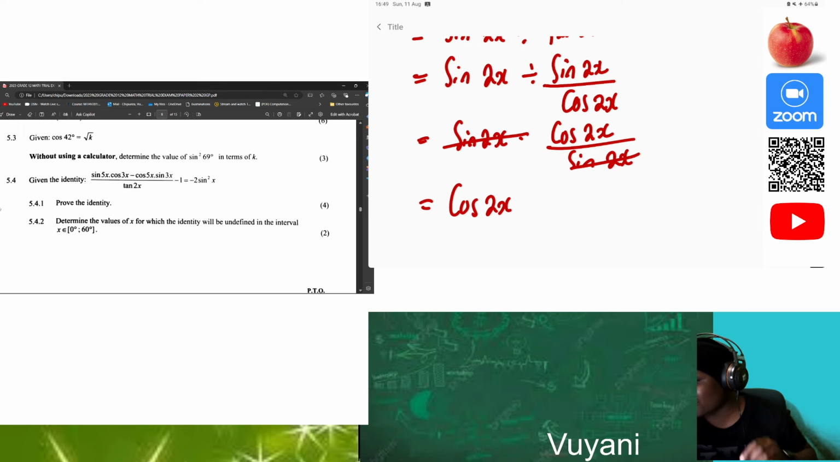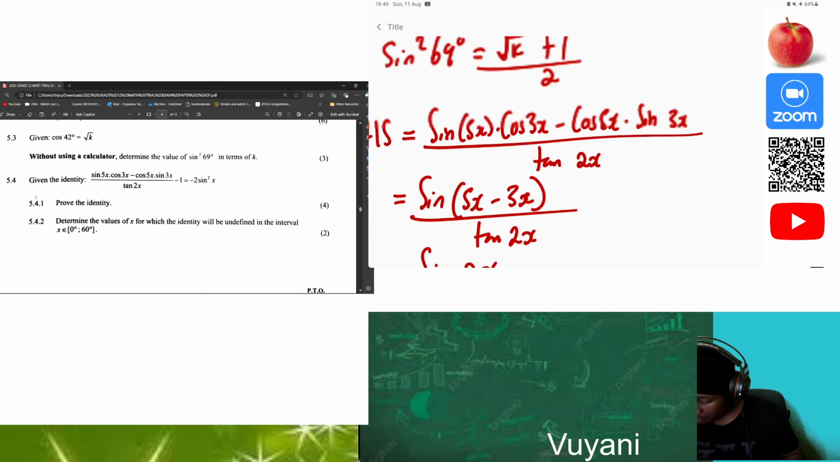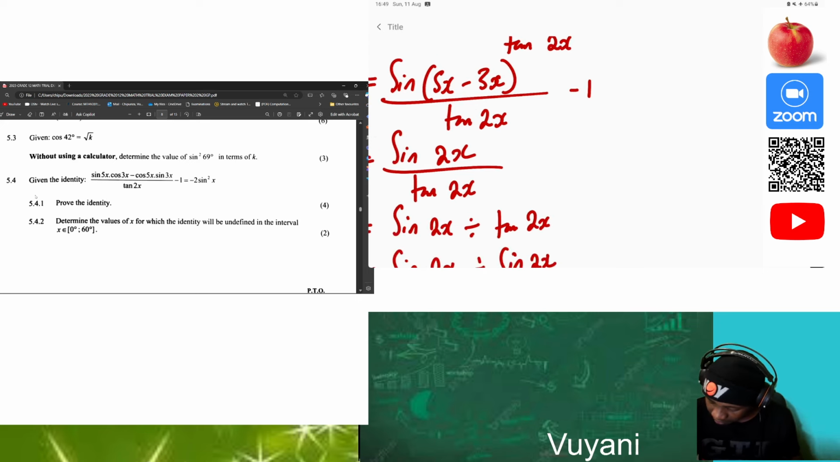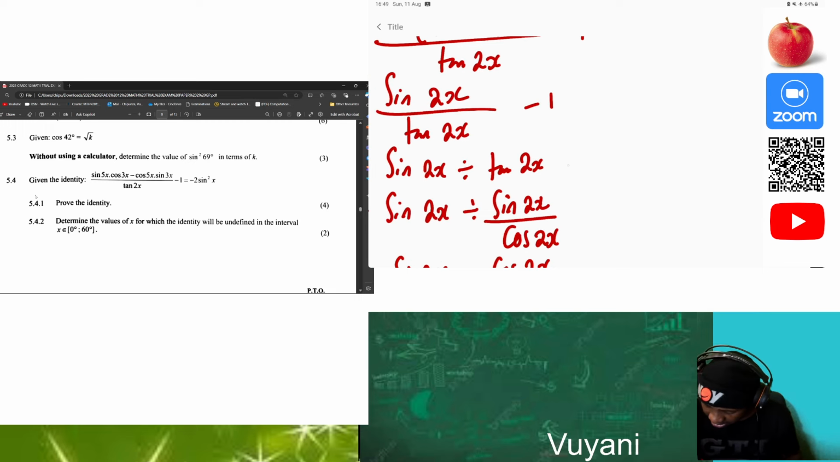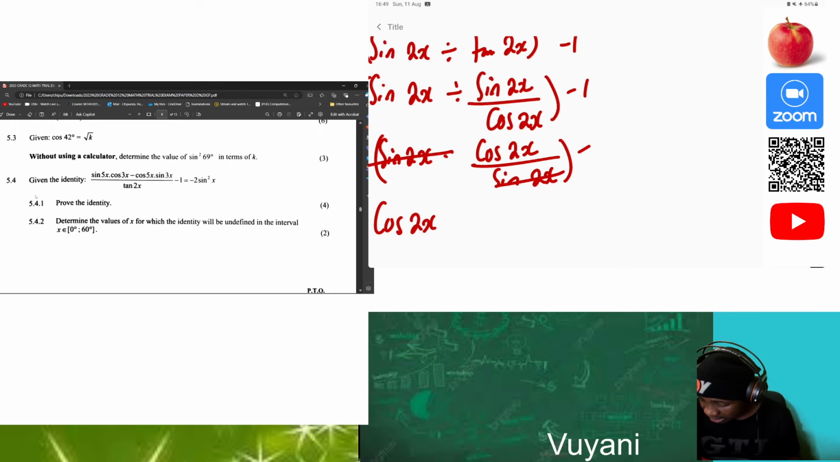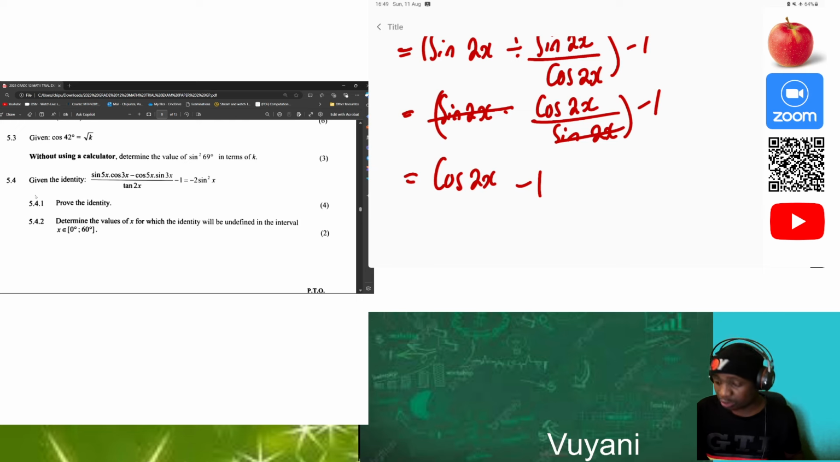But they say to prove the identity, and I just did something which is not good. I forgot this negative. We have negative one here. I'm so sorry. So now everything is going to change, but not really. It's just going to add our negative one. Then we have again a bracket, negative one. Then after we solve that, that's just going to be minus one there. I'm so sorry, guys, because I literally forgot about that.